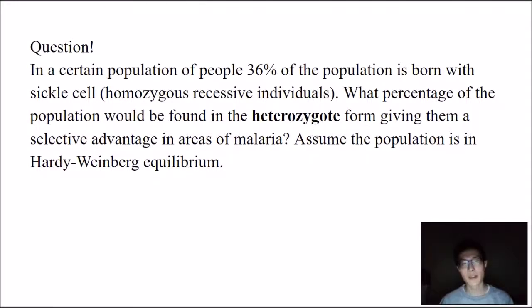All right, hello everyone. So let's go through this particular question for Hardy-Weinberg. In a certain population of people, 36% of the population is born with sickle cell. So it's a disease that's homozygous recessive. So these individuals that have the disease are homozygous recessive. What percentage of the population would be found in the heterozygote form, giving them a selective advantage in areas of malaria? That's secondary information. Assume the population is in Hardy-Weinberg equilibrium.